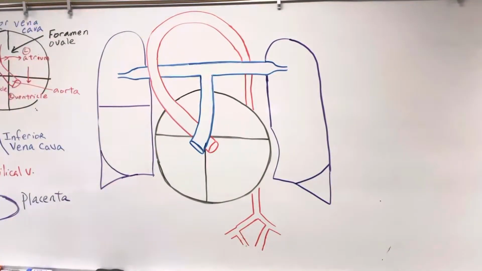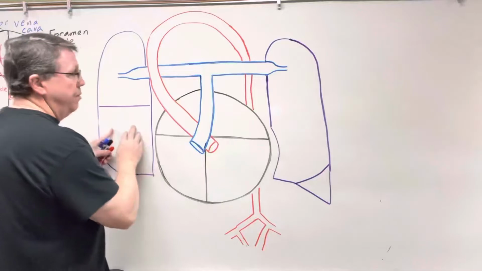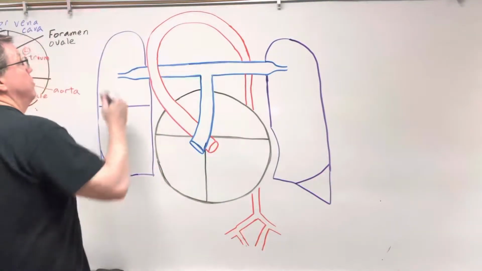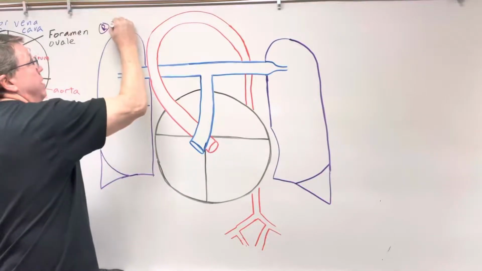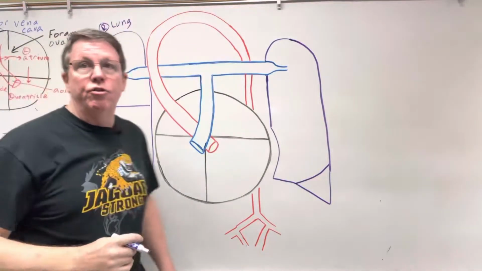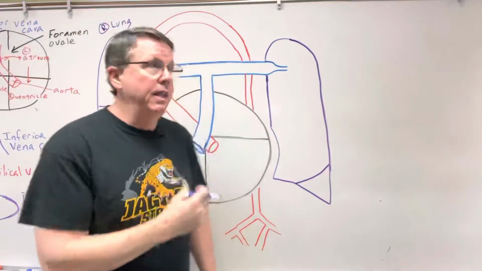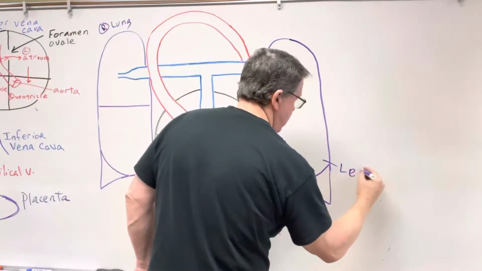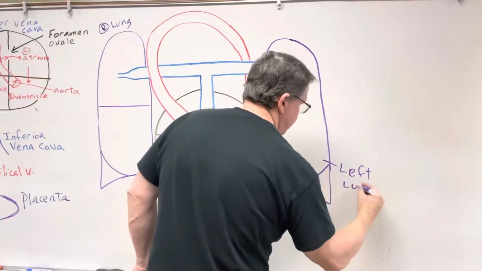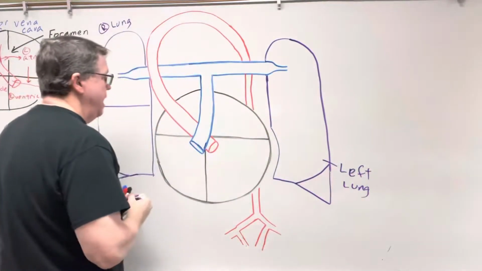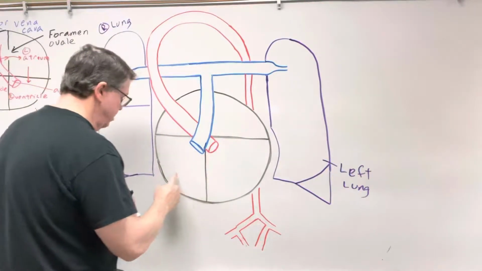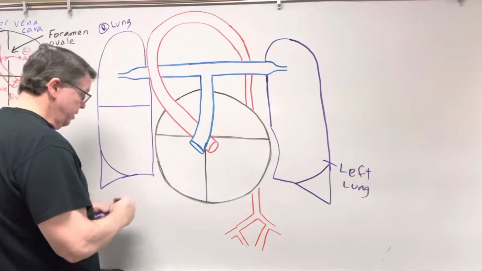What we're looking at here is a lung. This is going to be my right lung, and this is my left lung. And remember, this goes on the side of the person you're looking at. So this is my right, and this is my left. And then over here is going to be the left lung. And then this is my right atrium, this is my left atrium, this is my left ventricle, and this is my right ventricle. So here's what's going to happen now.